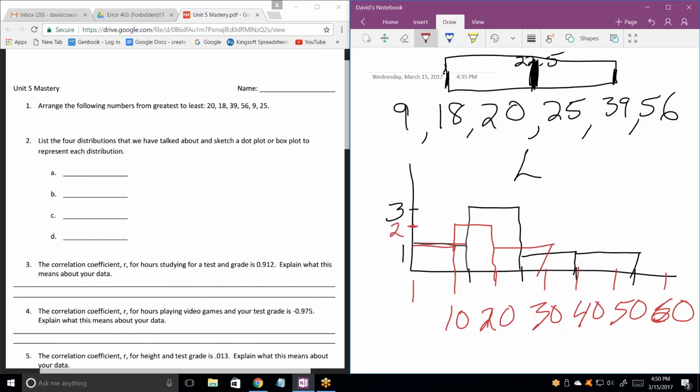How many between 30 and 40? 0. How many between 40 and 50? 1. How many between 50 and 60? 1. So there's a histogram if I broke it up into 10s instead of 15s. And that is still skewed to the left.